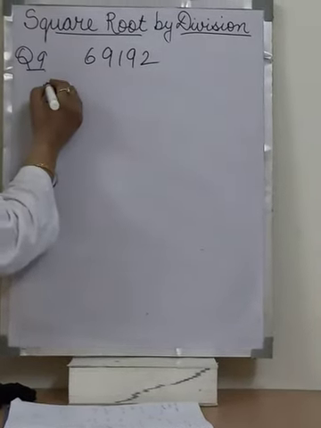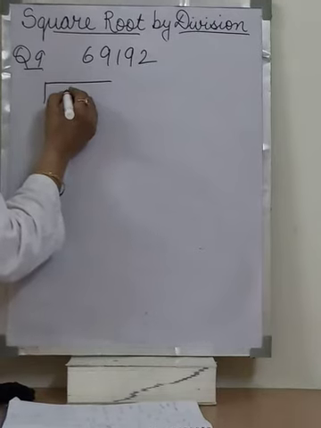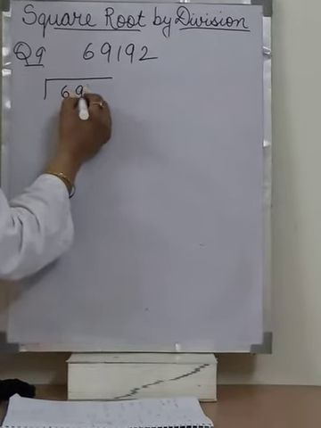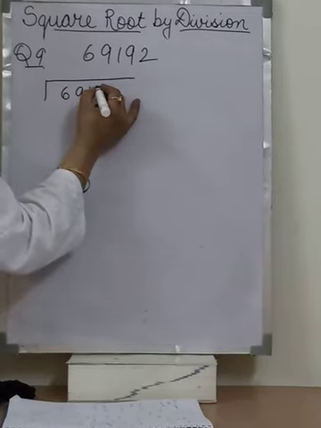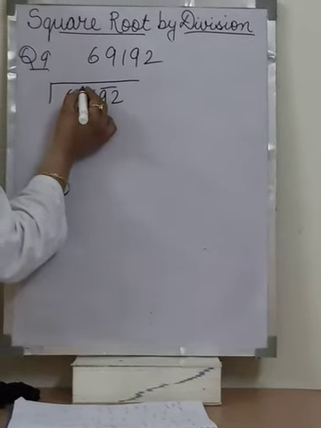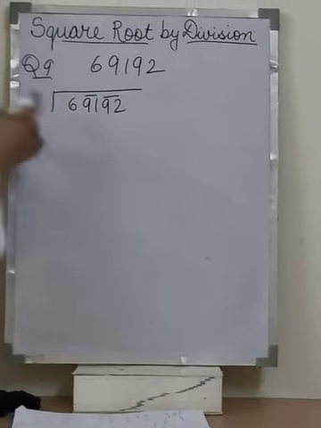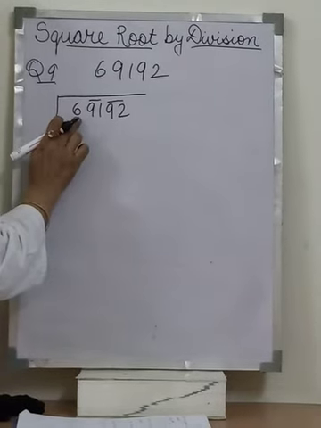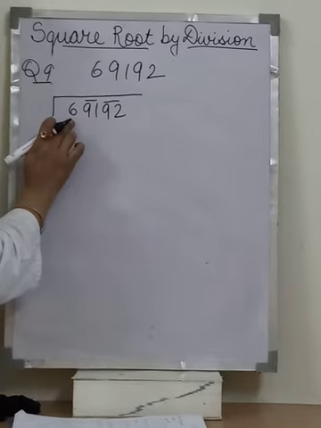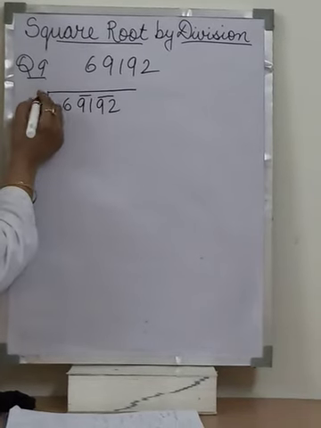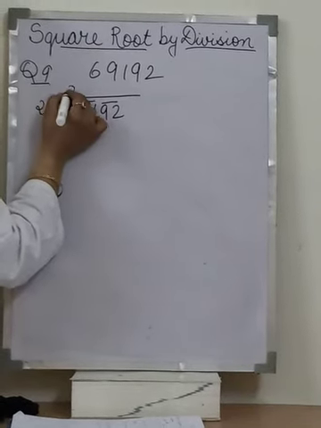So firstly we will find the square root. For that what we do, we make the pairs starting from the right side. This is the smallest number. So which is the number closest to 6? 3 3s is 9, which is greater. 2 2s is 4. So we start with 2.